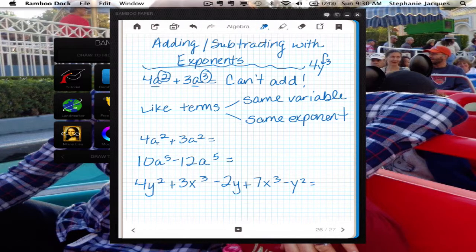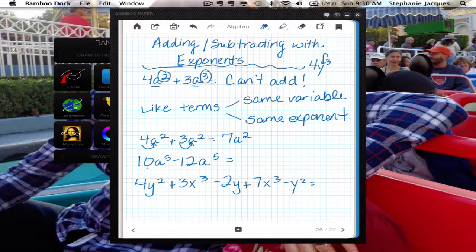So let's look at this one down here. We have the same variable, a, and we have the same exponent, 2. So all this is saying is I have 4a squareds and I have 3a squareds. So that means I have 7a squareds. You don't add together these or do anything with them. You're just saying how many a squareds do you have. So you add your coefficients, the numbers in front, so you get 7a squared.